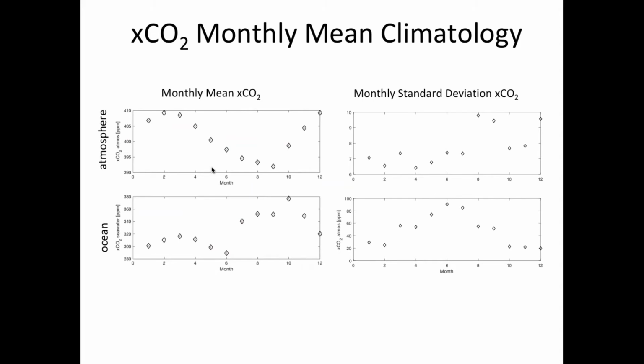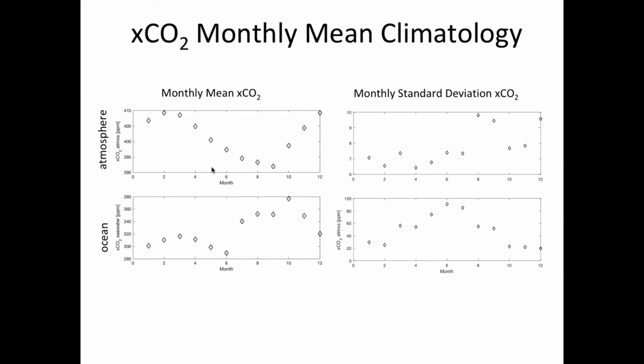So here's the monthly mean climatology of the mole fraction of CO2 from the atmospheric measurements and the oceanic measurements. The left column is the monthly mean, and the right column is the standard deviation of that monthly mean. You can see in the atmospheric record, there's a very sinusoidal looking variation. It peaks between December and February, and then there's a low in the July through September time period, with the higher standard deviations occurring in August and September, and also December.